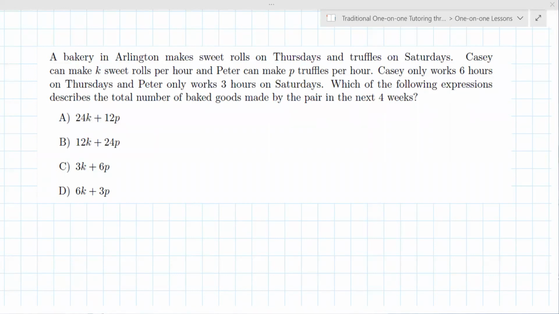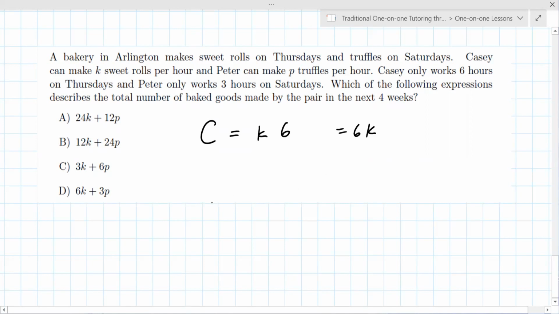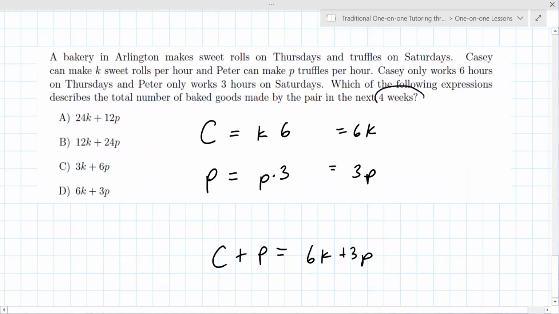It's pretty much the same setup here. Casey makes K sweet rolls per hour, and he only works 6 hours, so that's 6K. And then Peter makes P truffles, but he works 3 hours, so 3P. Okay, and that's for 1 week. So in 1 week, it's 6K plus 3P. But how many weeks are they working?